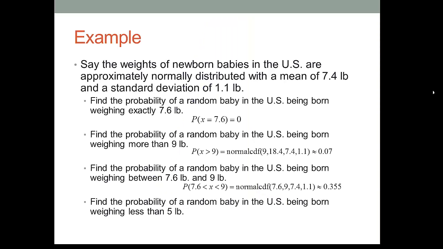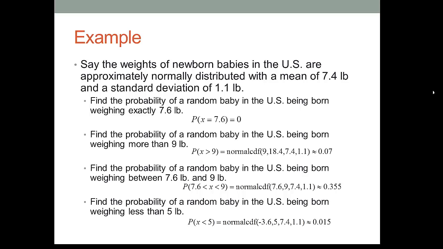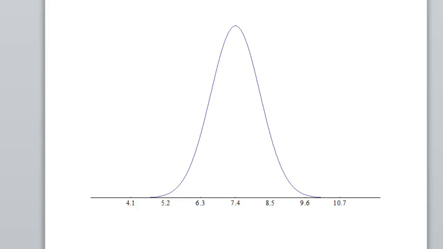What about a baby being born weighing less than 5 pounds? This is similar to the greater than 9 example, except this time it's a less than. So we want to go from negative infinity up to 5. Again, we don't have a negative infinity button, so just go down 10 standard deviations. So 7.4 minus 11. And so negative 3.6 up to 5 gives us about 1.5%. Again, let's just make sense of this from our graph. We're being asked for a probability of less than 5. That's way far out there in that left tail. And so very little out there in that end part of the tail.